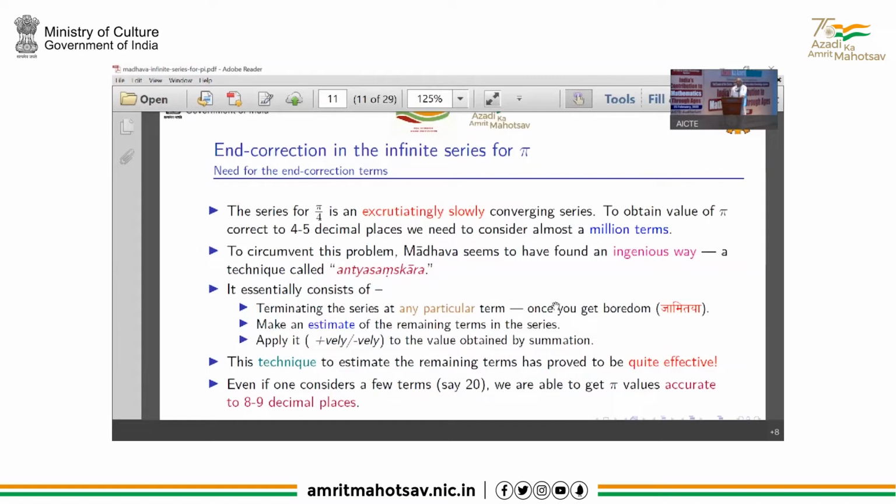I am not going to get into the details of the mathematics as far as this is concerned, but I just want to tell you this is a brilliant analysis which has been done. Here, even if you just consider 20 terms in the series, you will be able to get a pi value by employing this technique, correct to 8-9 decimal places. It's not a simple thing, really remarkable.